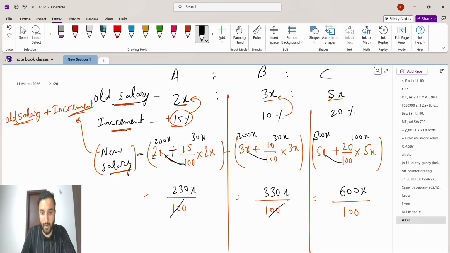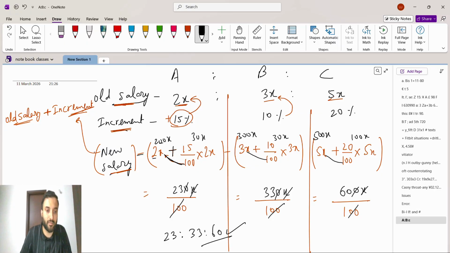So 100 will get cancelled, x will get cancelled, 0 will get cancelled. The ratio you will get is 23 is to 33 is to 60. The answer is this, 23 is to 33 is to 60.